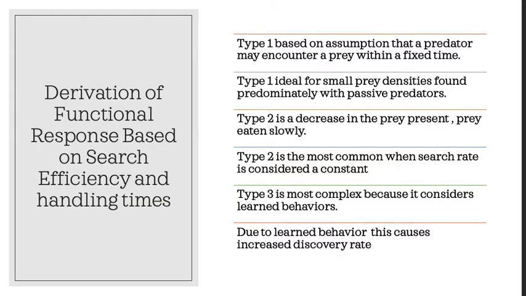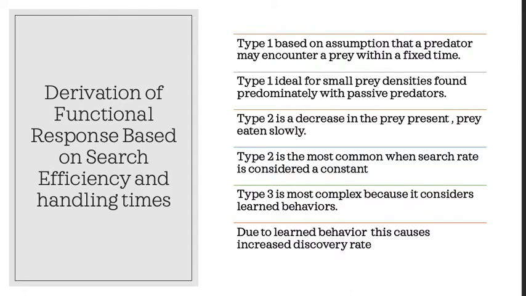Two things that are large factors in classifying which functional response a predator-prey relationship is based on are search efficiency and handling times. For type 1, that is based on the assumption that the predator encounters a prey within a fixed time. For type 2, this is a decrease in the prey present, meaning the prey are eaten more slowly. This is then the most common functional response, when the search rate is considered to be constant.